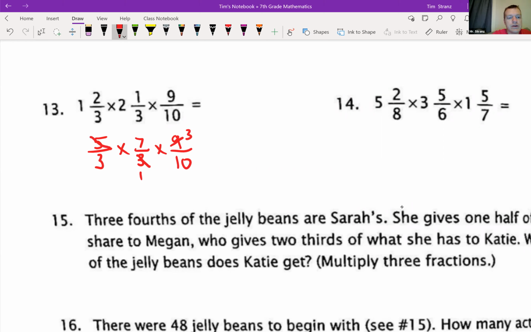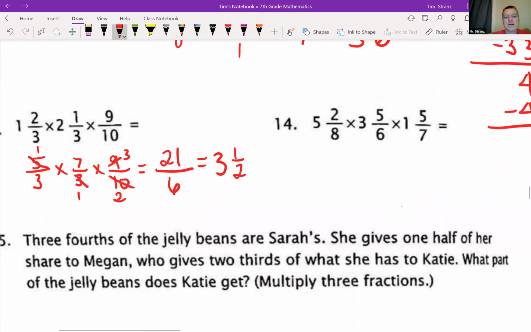I can cancel out the 5 over here. That goes into that once. And cancel out the 10. That goes into that twice. So now it's a little bit easier. 7 times 3 is 21. And 3 times 2 is 6. So that is going to be 3 and 3, 6, or 3.5 for number 13.